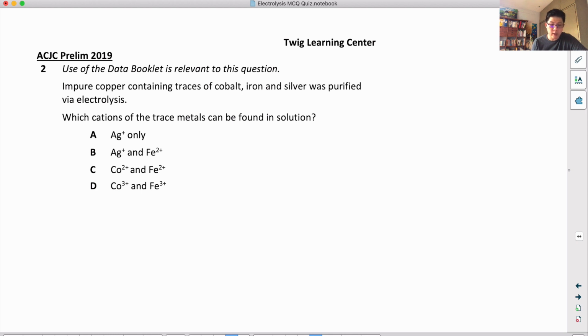Use of the data booklet is relevant to this question. Impure copper containing traces of cobalt, iron, and silver was purified. Which cations of the trace elements can be found in solution? Okay, so let's write down all the equations that we can find.